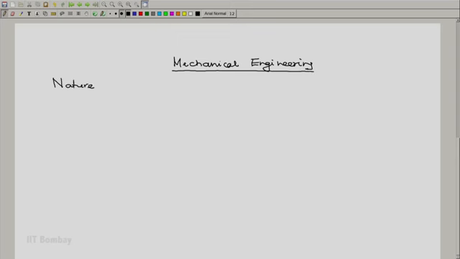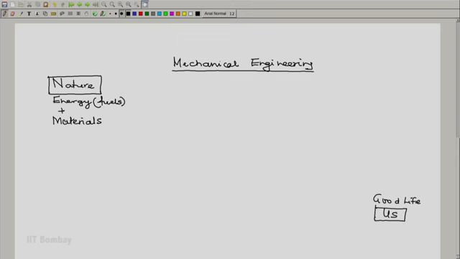Again, we begin on one side with nature, and here the resources that we are going to look at are energy resources, quite often known as fuels, plus materials which are available in nature. On the other side is of course a good and comfortable life for us. Now mechanical engineering essentially does use the resources of nature to provide us a good life, but it does it through what we generally call machines.